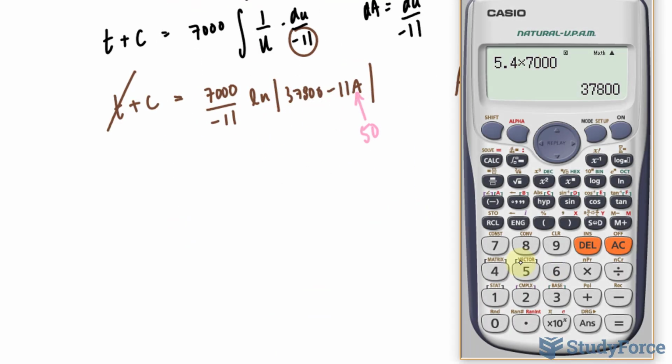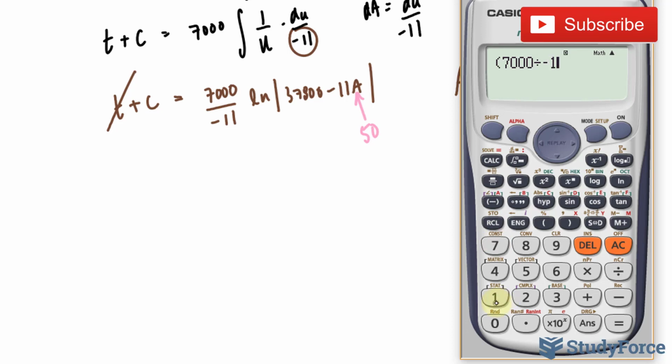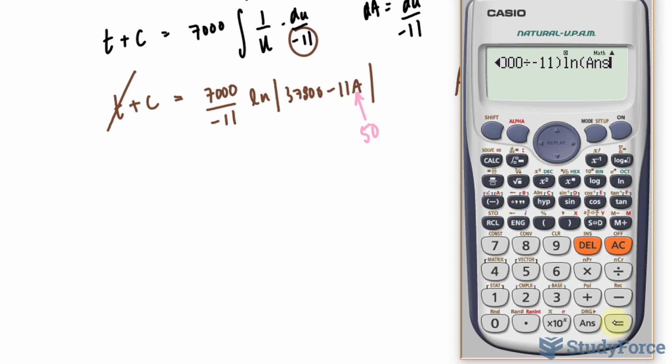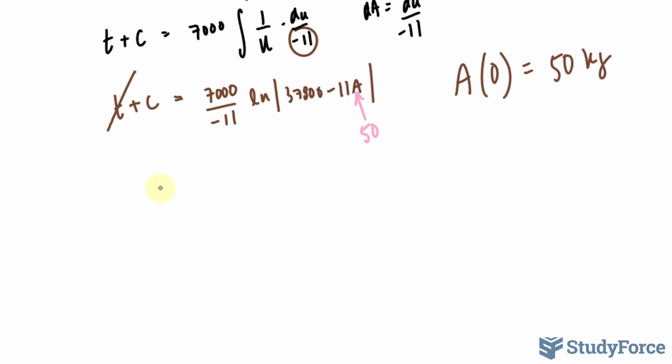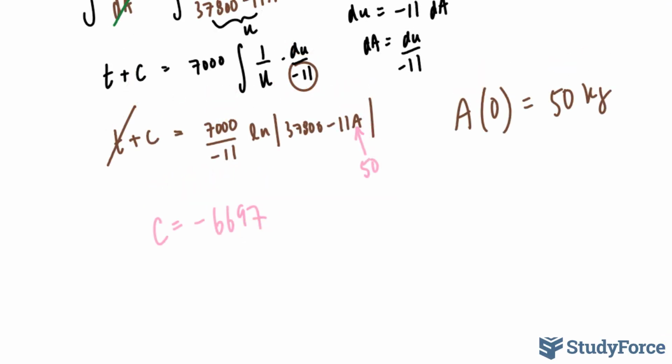So first I'll evaluate 37,800 minus 11 times 50. Then I'll take 7,000 divided by negative 11 times ln of what I just found, and I end up with negative 6,697. Substituting this back into c, we end up with t minus 6,697 is equal to the right side here.